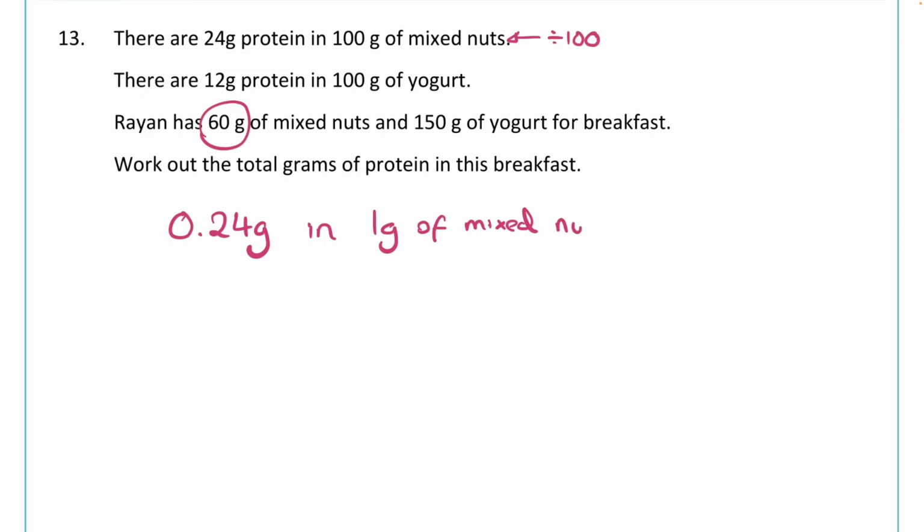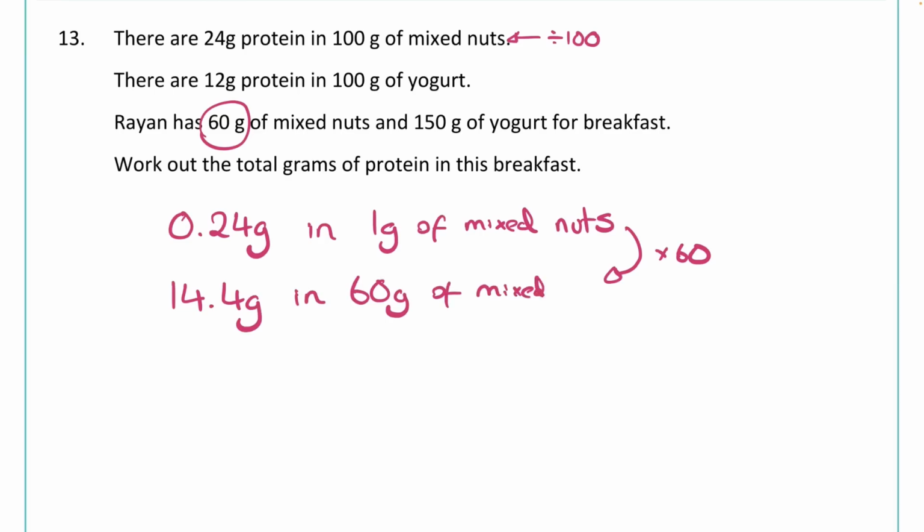Now we want to know how much is in 60 grams. So to turn this into 60 grams, we will then want to multiply it by 60. And if we just press times by 60 on our calculator, we get 14.4 grams in 60 grams of mixed nuts. It can seem a little strange here because both of them are in grams, which does make it a little bit trickier just to sort of process.